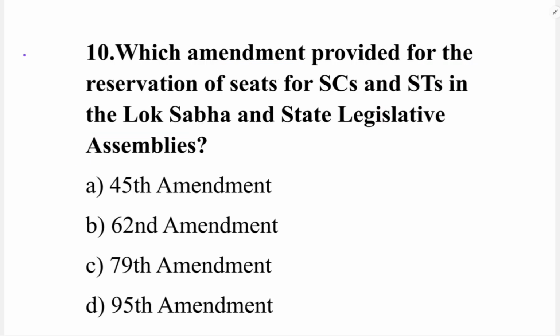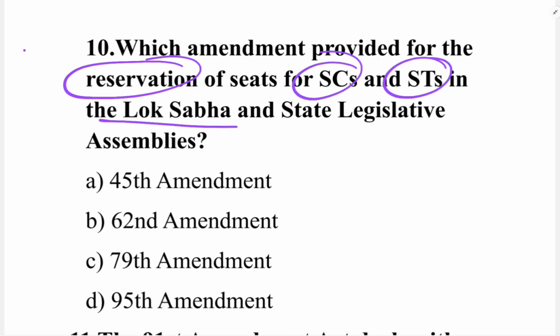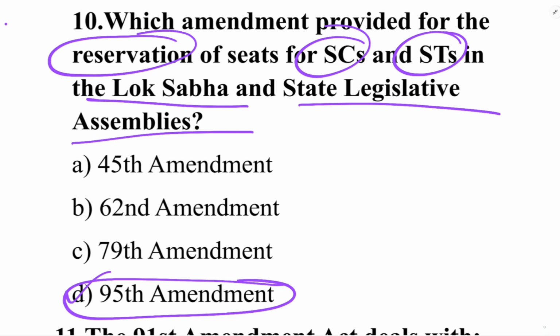Next question. Which amendment provided for the reservation of seats for the SCs and STs in Lok Sabha and state legislative assemblies? Option A, 45th Amendment. Option B, 62nd Amendment. Option C, 79th Amendment. And option D, 95th Amendment. So, the correct answer is option D, 95th Amendment.